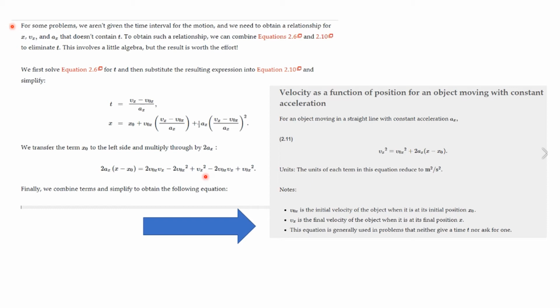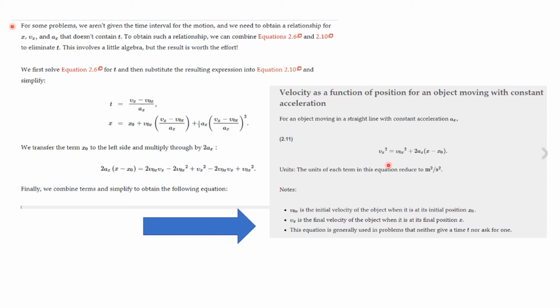So when we do that, what we're going to get is an equation that represents the velocity as a function of position for an object moving at constant acceleration. And so for an object moving in a straight line with constant acceleration a sub x, we have v sub x whole squared is equal to v sub 0x whole squared plus 2a times x minus x0.